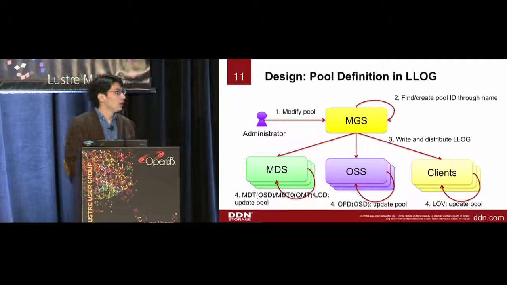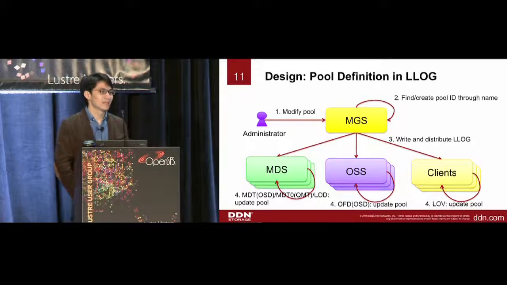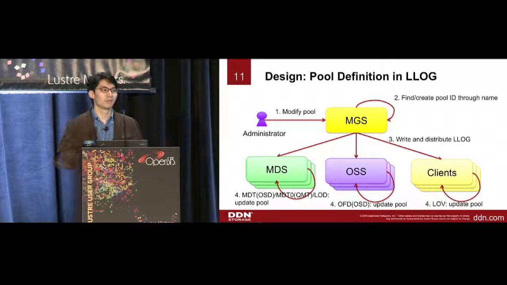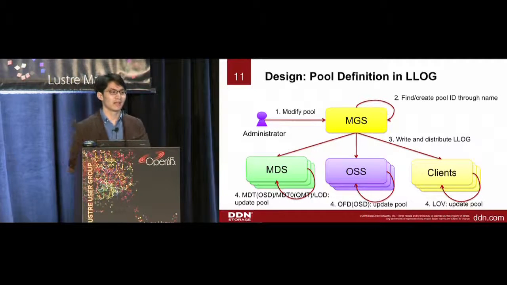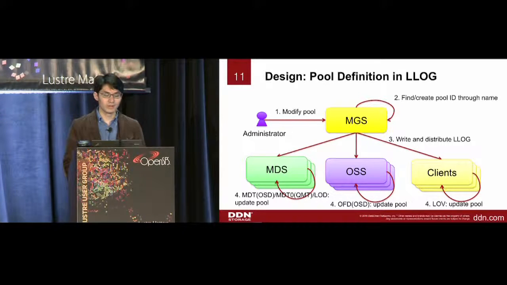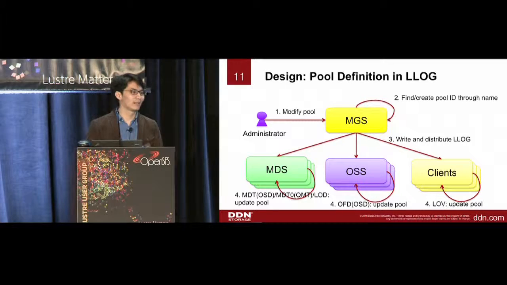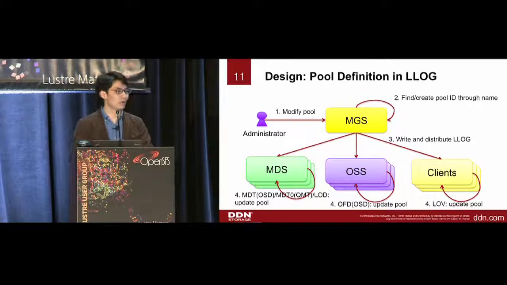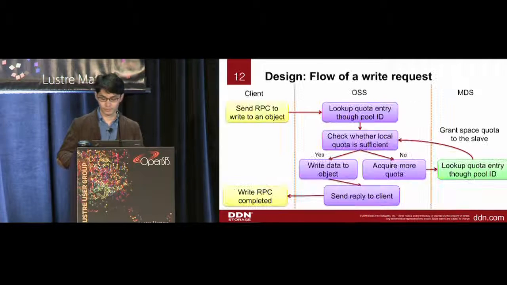And as said, we want to integrate the OST pool with Project Quota. That means we want to use the pool ID as project ID. And we need to change the pool definition in LUG to add a pool ID into each pool. And whenever the administrator modifies or creates a pool, a pool ID will be allocated to that pool. And that pool definition will be scattered into different components of Lustre. And those components can use the pool ID if they need to.